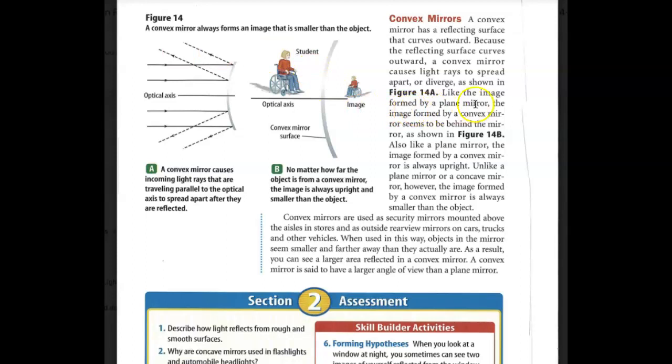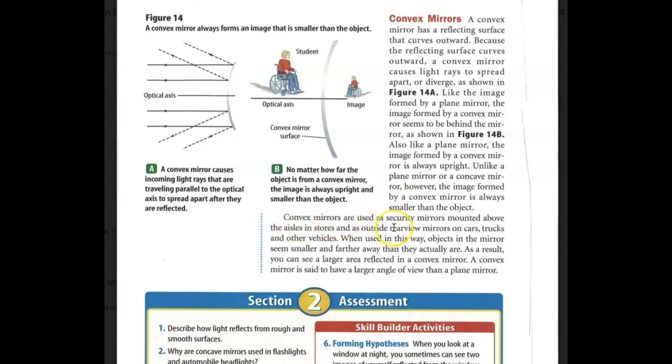Like the image formed by a plane mirror, the image formed by a convex mirror seems to be behind the mirror, as shown in figure 14b. Also like a plane mirror, the image formed by a convex mirror is always upright, unlike a concave mirror. However, the image formed by a convex mirror is always smaller than the object.